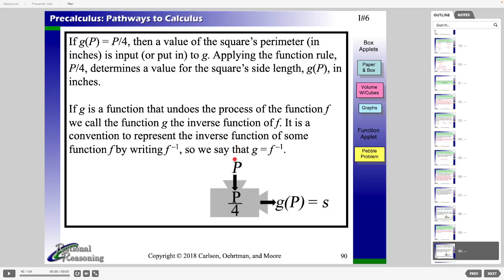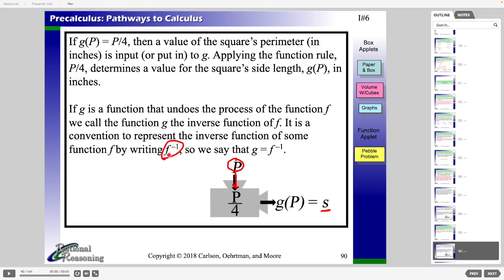If we start with the perimeter, the box is a little different. What happens in here, instead of multiplying by 4, we're dividing by 4. So we're getting an output, a slightly different function, g of p, that gives us the side length. We do this by using some new notation. Let me put it this way.